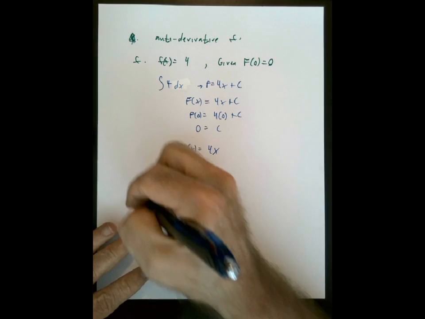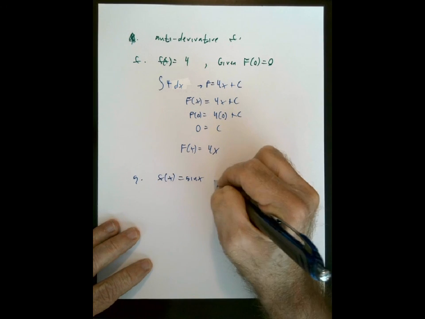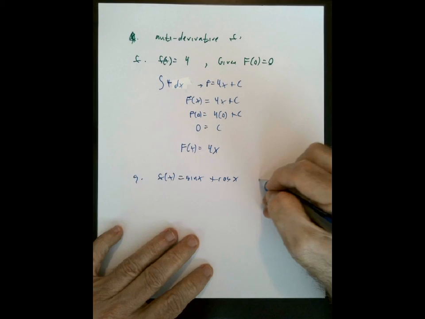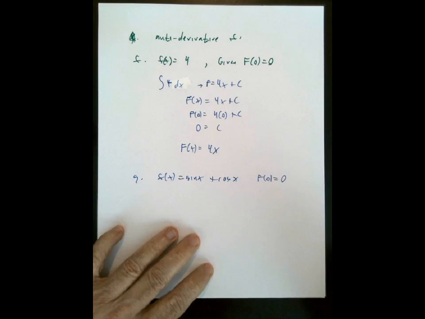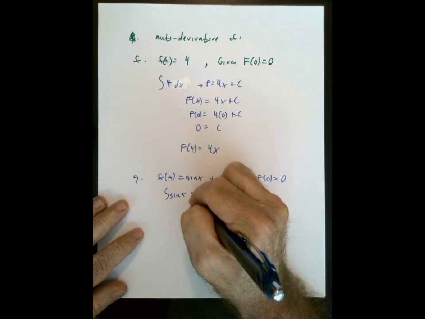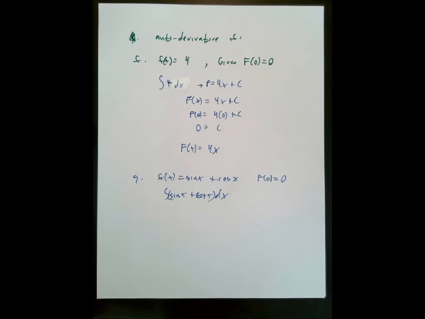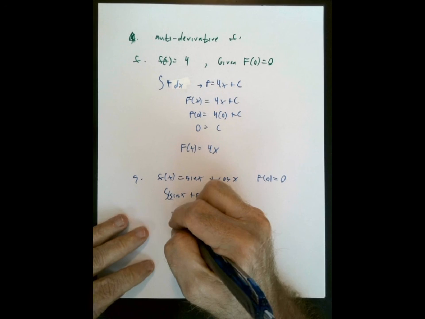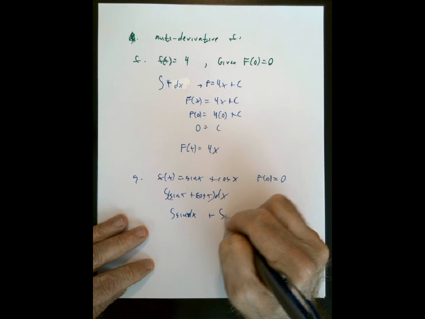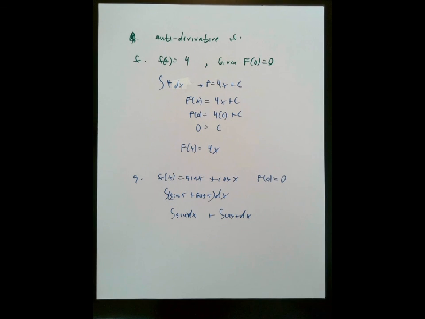Okay, so how about this one here? G, f of x is equal to sine x plus cosine x, right? Under the condition that F of 0 is equal to 0, right? So first we find the antiderivative, which is going to be the integral of sine x plus cosine x dx, which, using our characteristic of integrals, is going to be the integral of sine x dx plus the integral of cosine x dx separately, and F of 0 is equal to 0 for both of them, right?